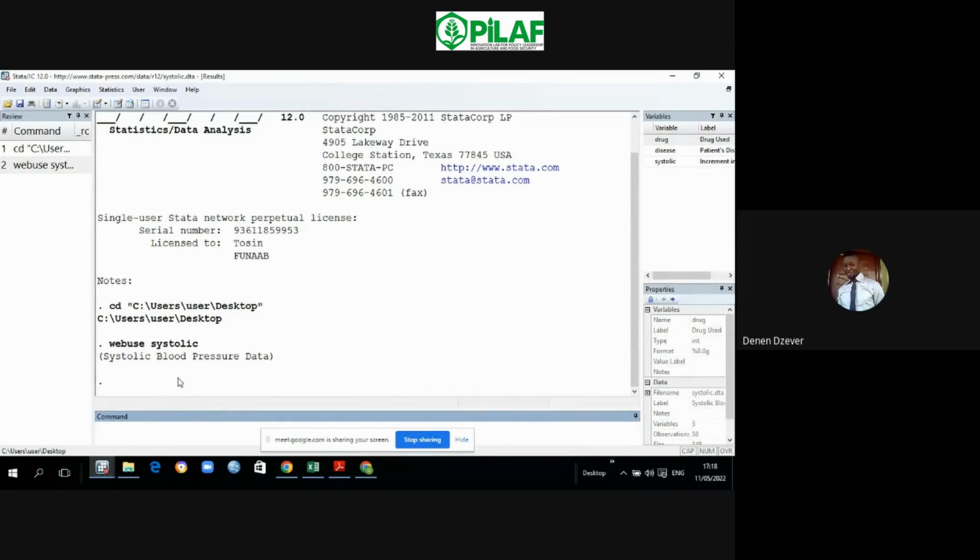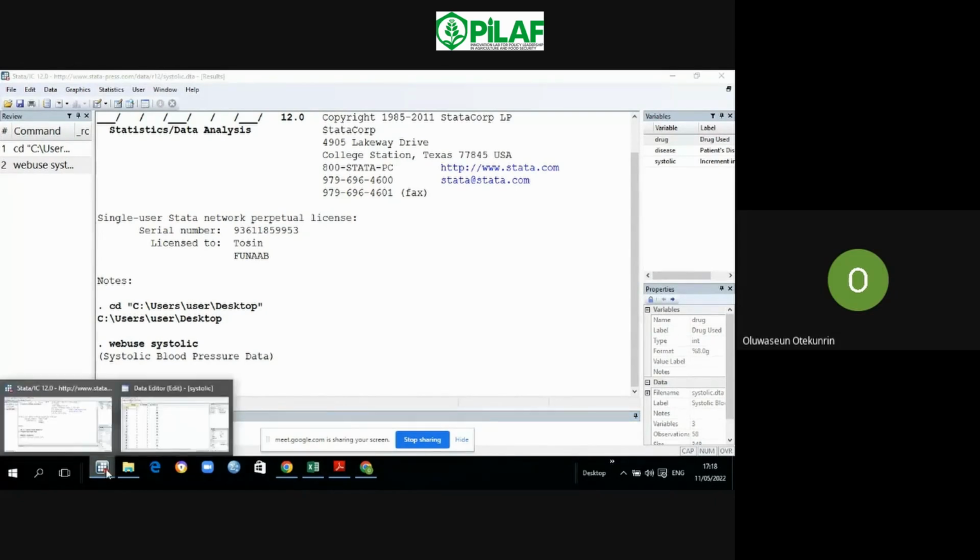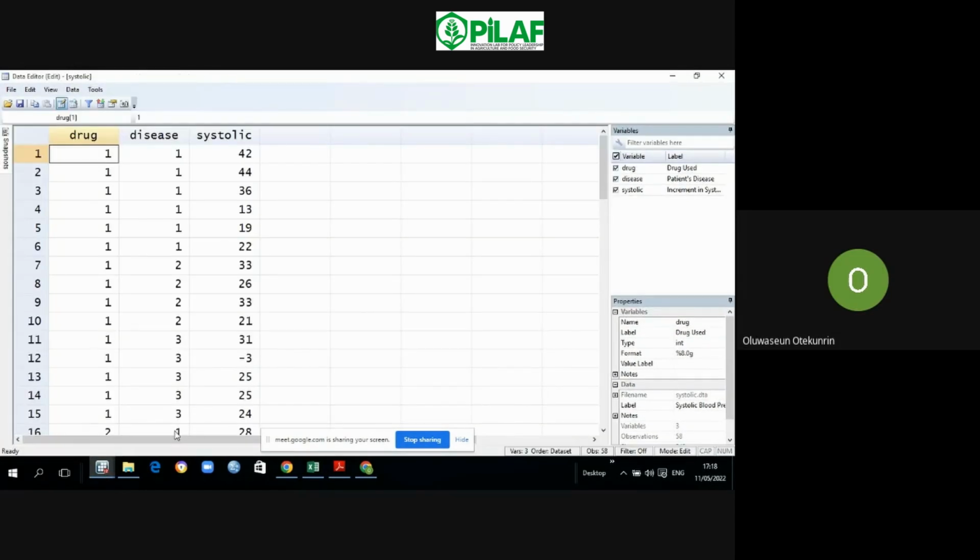Okay. So from your data editor window, you see the variables. You see drug. You see another one, disease. You see another one, systolic. That systolic is the increment in systolic BP, blood pressure. The first variable is categorical. This is long format: drug 1, drug 2, drug 3, drug 4. 4 drug types. We also have disease: disease 1, disease 2, and disease 3. So we have two categorical variables there.